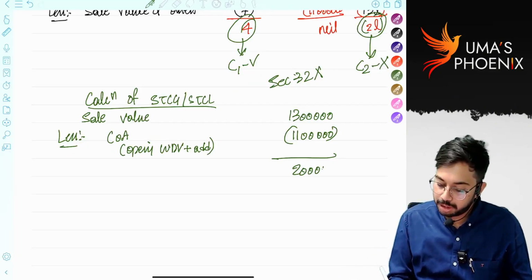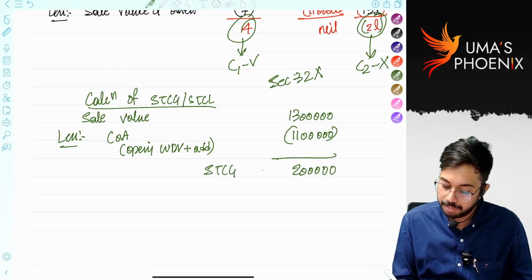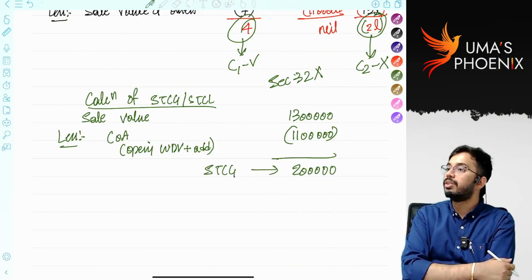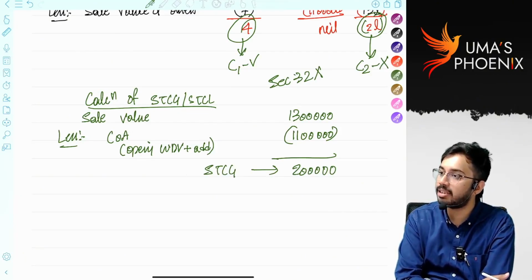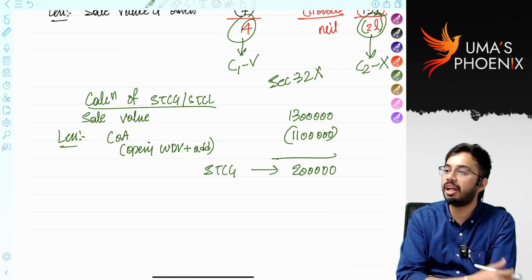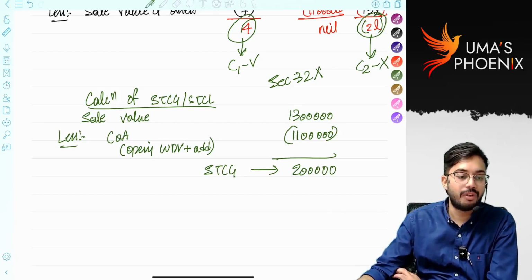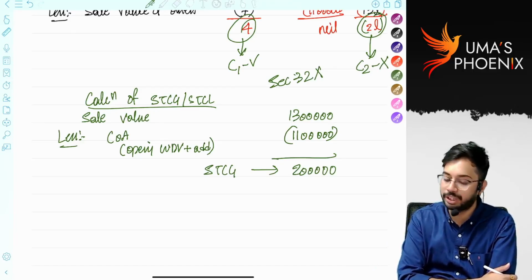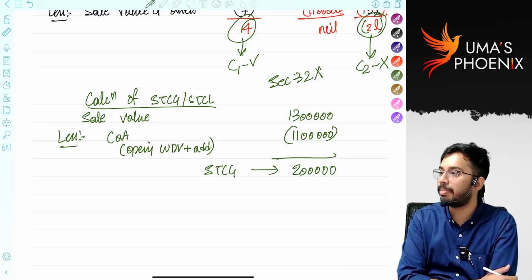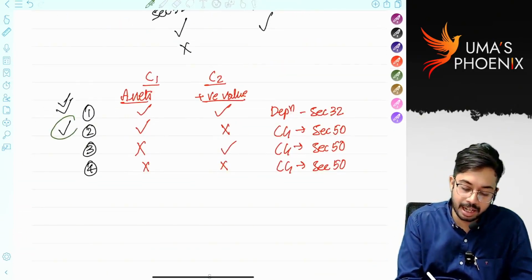See here, how much? 2 lakhs, right? 2 lakhs will be considered as short-term capital gain. Is it clear? So, in case of depreciable capital assets, when you are calculating capital gains, what is full value of consideration? Sale value of assets transferred is full value of consideration. What is to be taken as cost of acquisition? Opening written down value plus additions are to be taken as cost of acquisition. Thereby you will arrive at short-term capital gain or short-term capital loss. Is it clear? So are you clear with second case?